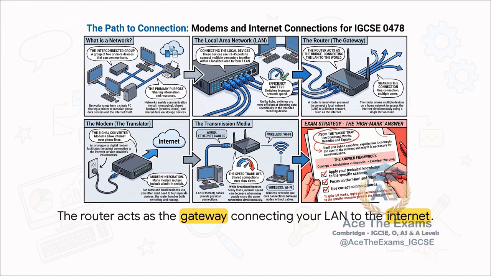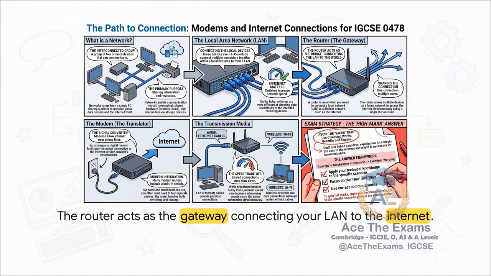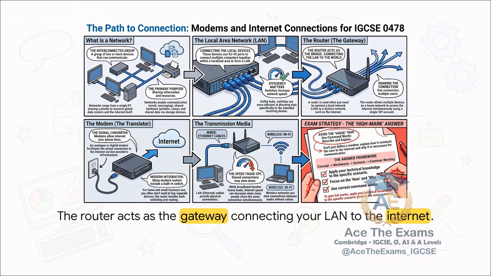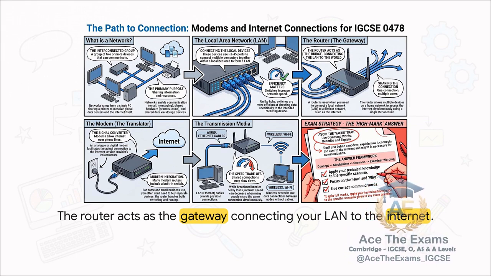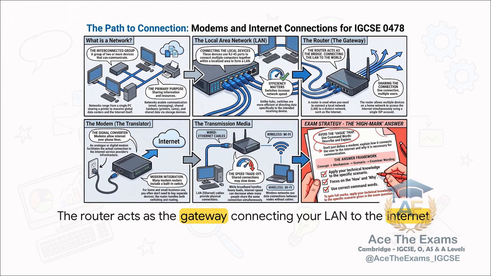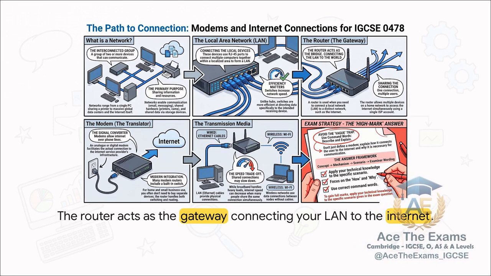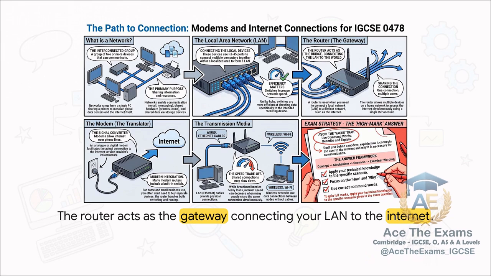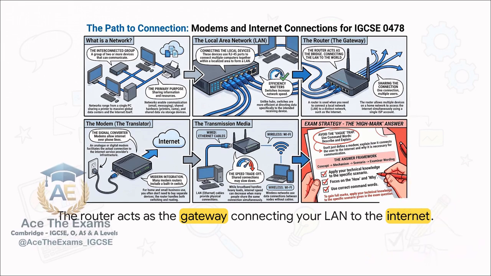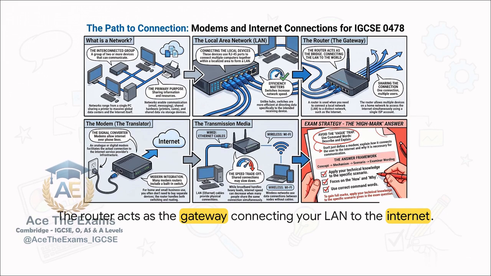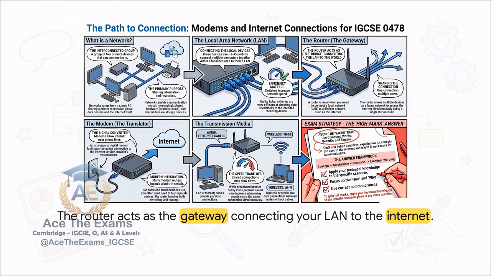Now, the router, that's a completely different beast. You can think of it kind of like the strict bouncer and director of the internet. While a modem translates the signal, the router acts as the gateway connecting your local area network, your LAN, to the wider internet. Its main job is to efficiently route data packets to specific, intended receiving devices. It's what allows multiple devices on your home network to share that single internet connection at the exact same time. Trust me, confusing these two distinct pieces of hardware is a guaranteed way to drop easy marks.